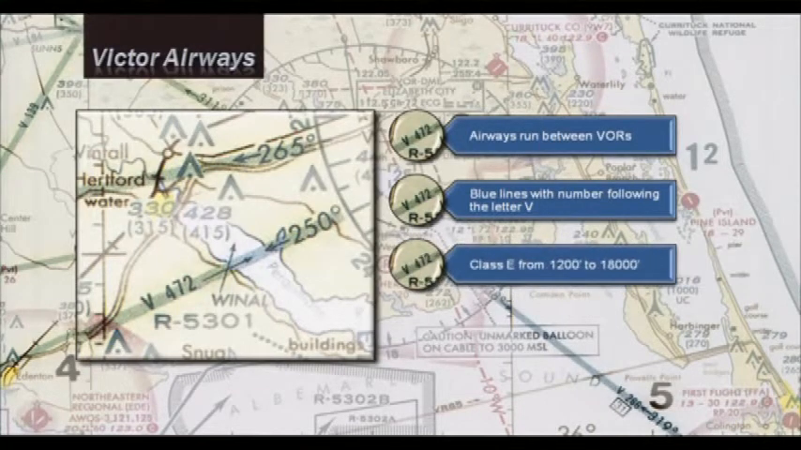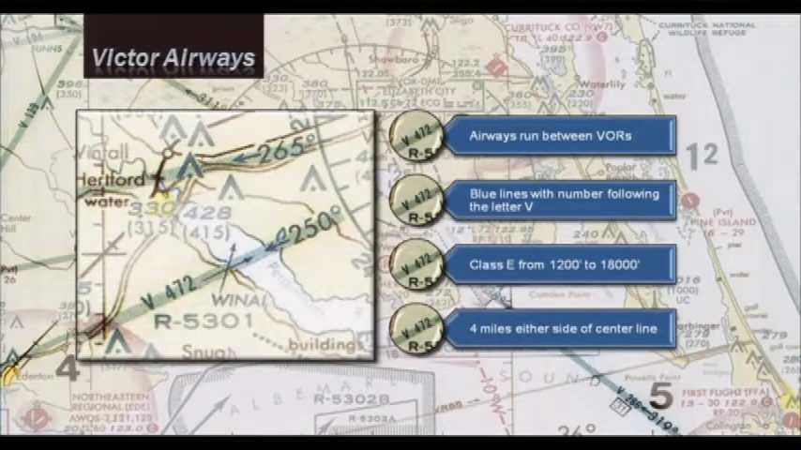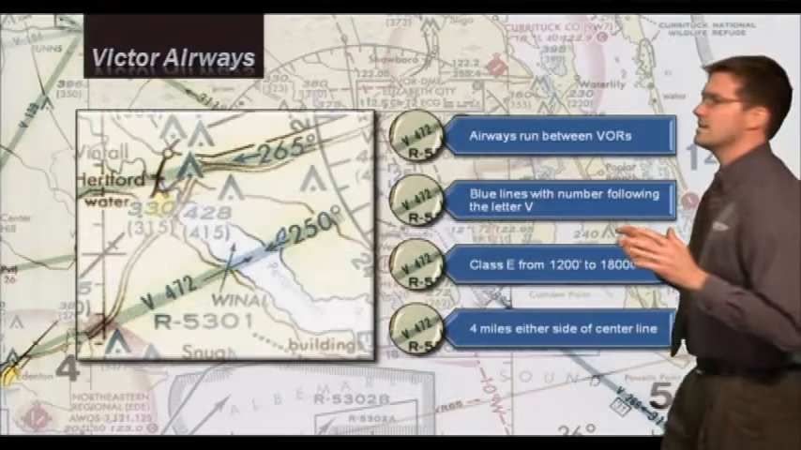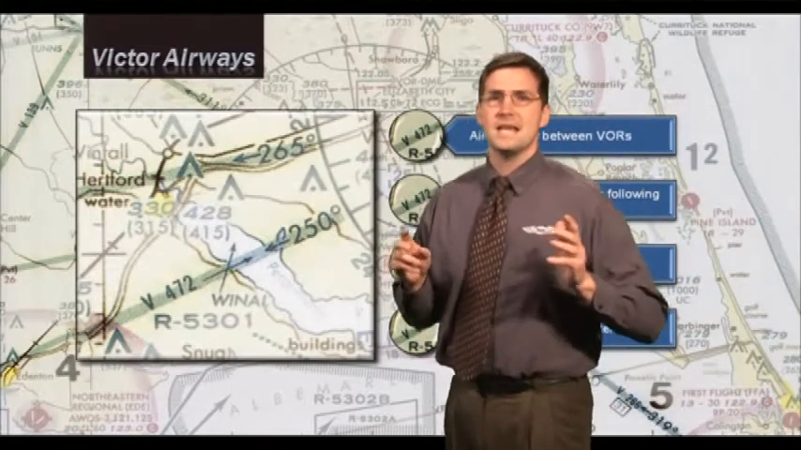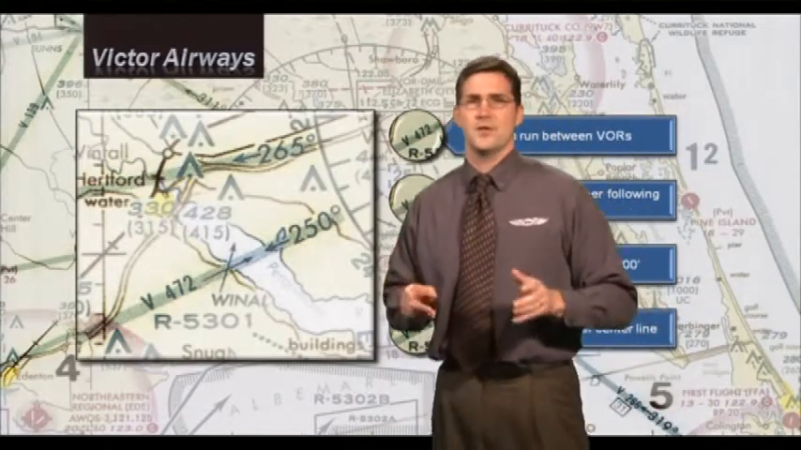Class E airspace on these Victor Airways starts at 1,200 feet above ground level and goes up to, but does not include, 18,000 feet MSL. Now, Victor Airways are 4 nautical miles wide on either side of the airway centerline, or 8 nautical miles across. Now, you should exercise caution when flying where airways converge and always maintain continuous visual scanning for other traffic.